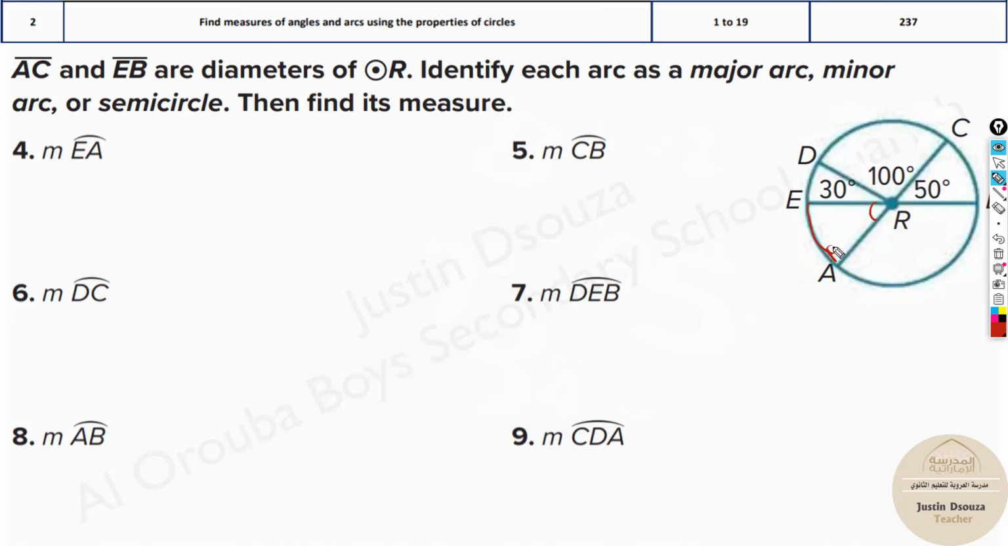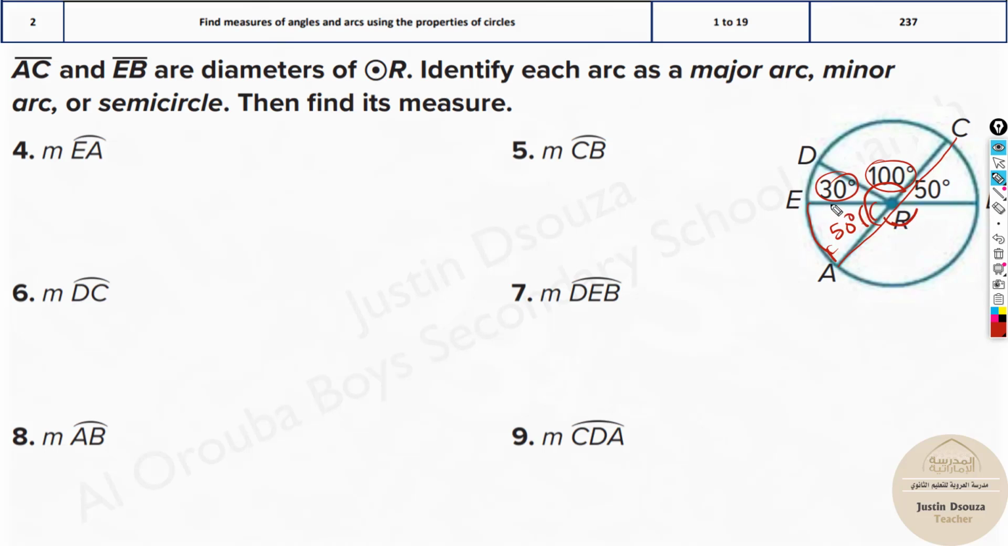So how we can do it is, AC is 180 degrees, isn't it? You have 130. What is the remaining? 180 minus 130 will be 50. So it's a minor arc of 50 degrees. Same way, we will just find out all the angles.